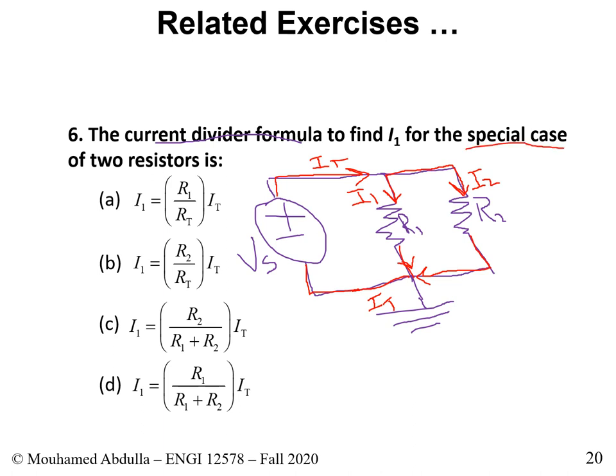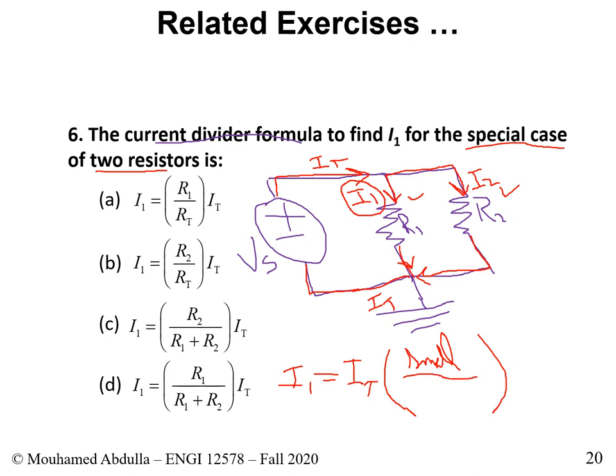So we are told, for the special case of two resistors, R1 and R2, to find I1. How do we find I1? Well, we know through the current divider rule that I1 will equal the total current, I total, times a ratio of a small value over a large value of resistance. Now, this is a trick that I use for myself so I don't forget the equation. It is also useful to not memorize the equation, because this small over large is also true when you do the voltage divider rule that we saw in the previous lecture.